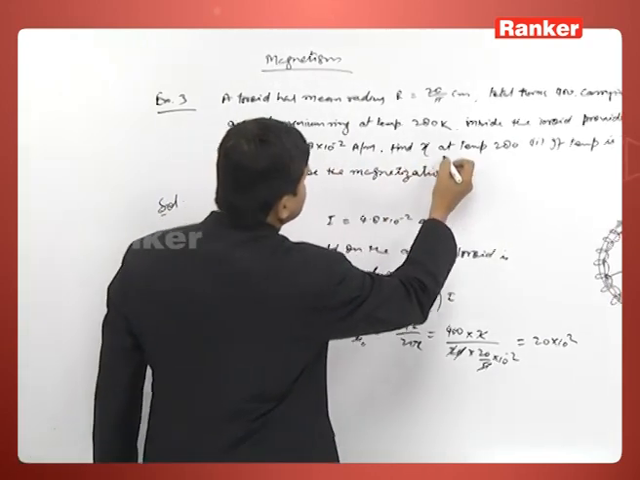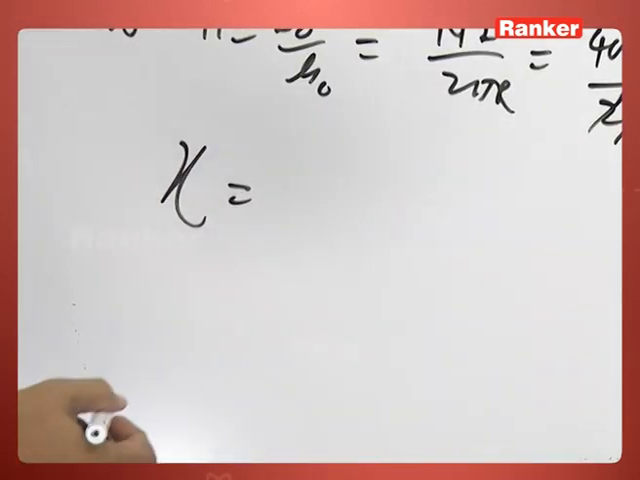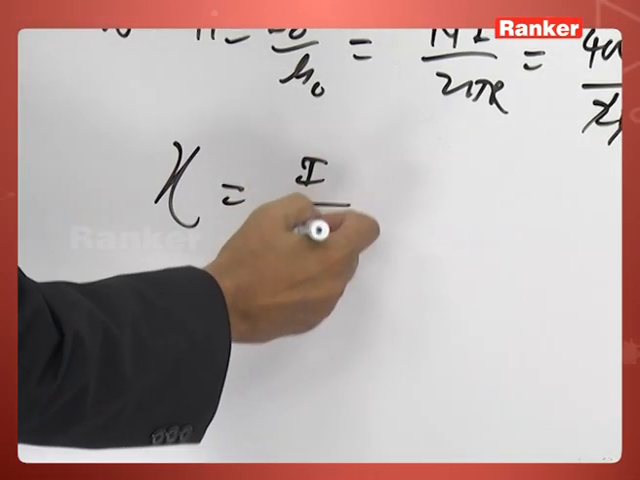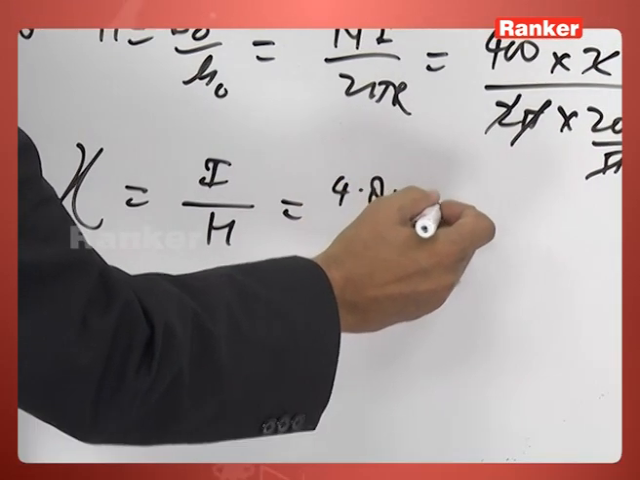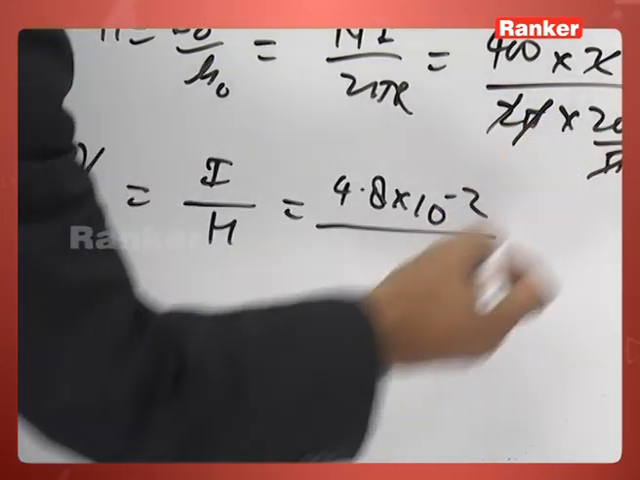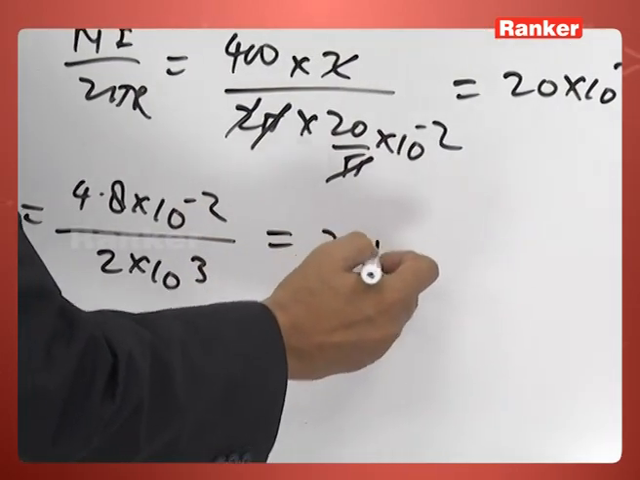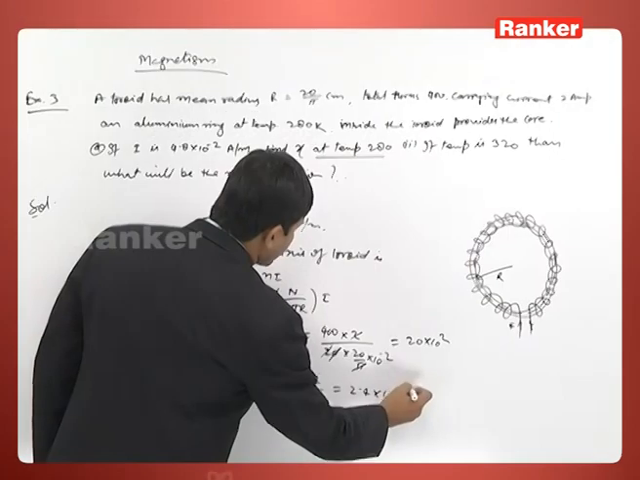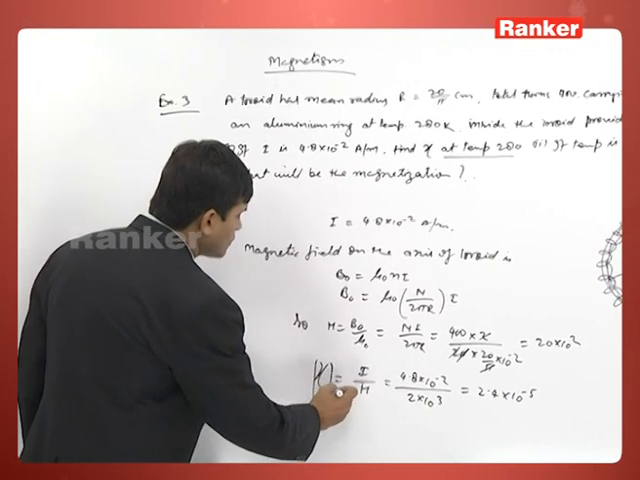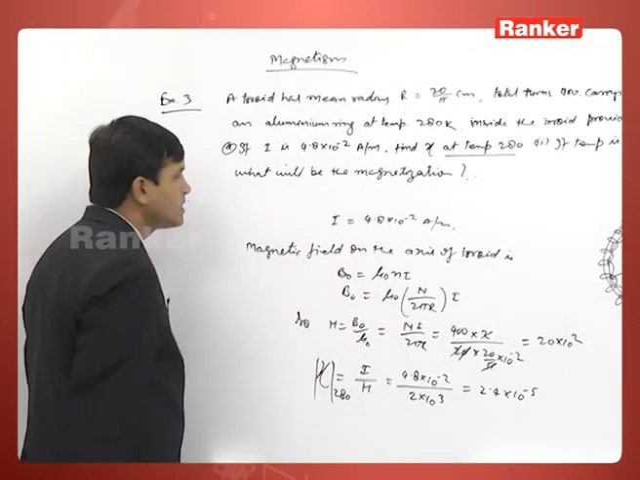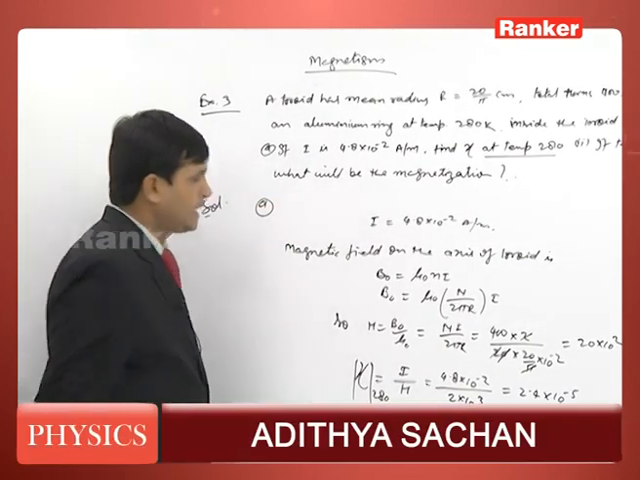And I value is given here. So susceptibility at temperature 280, as we know, is equal to I by H. So I value here 4.8 into 10 power minus 2, and H value is 2 into 10 to the power 3. So this is 2.4 into 10 power minus 5. This is the susceptibility at temperature 280. This is the answer of first part A.